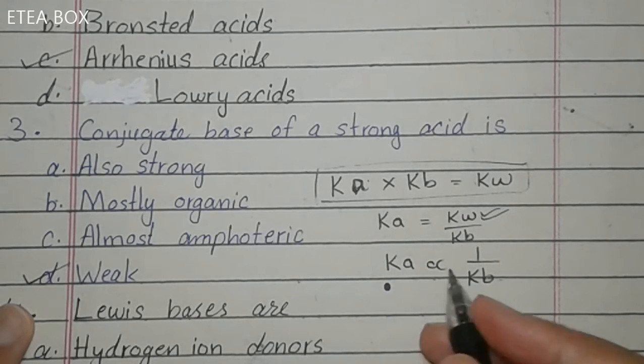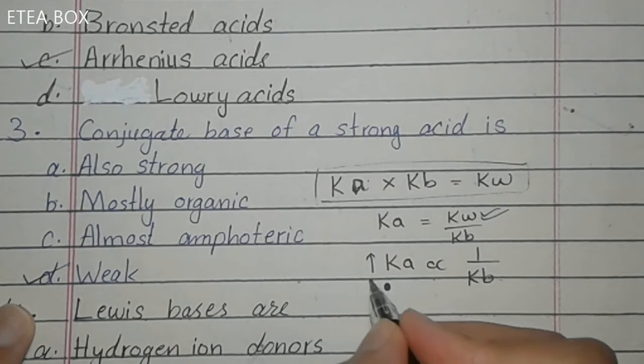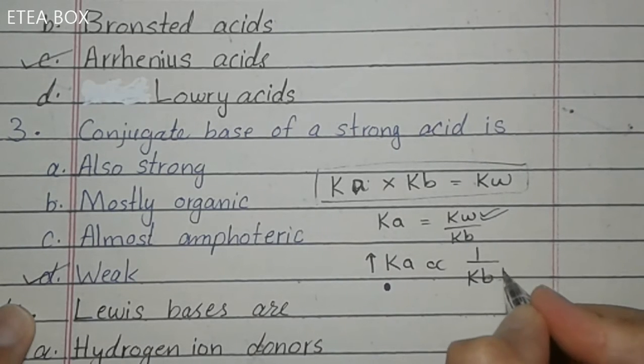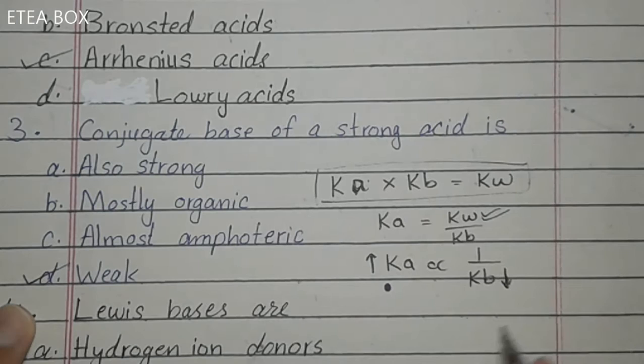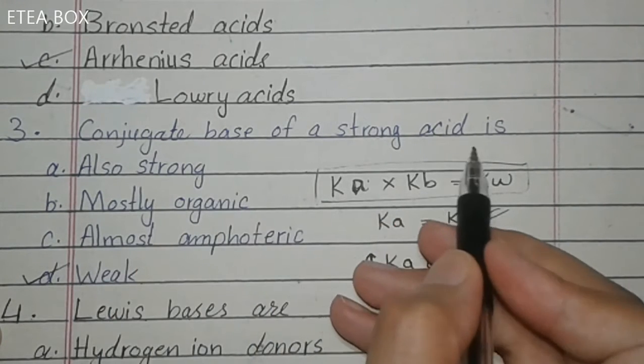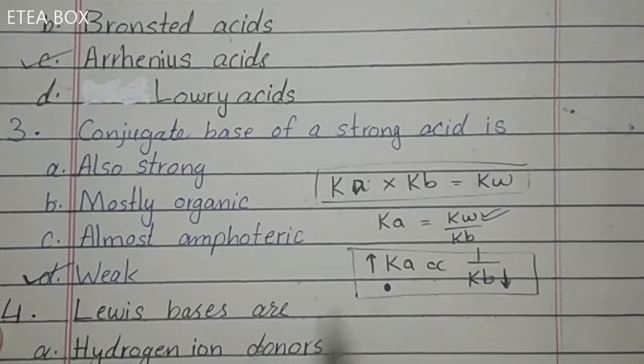What does it mean? That a strong acid, we know that strength is directly proportional to Ka. So greater Ka mean a strong acid. A strong acid will have weak conjugate base. Okay, a strong acid will have weak conjugate base. Now look at here, conjugate base of a strong acid is weak. So this is the relation between conjugate acid base.